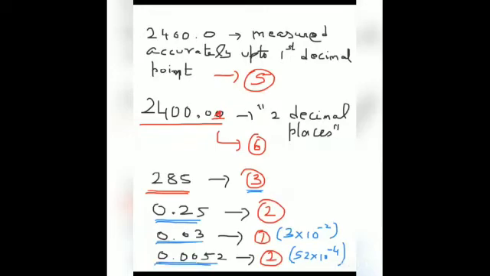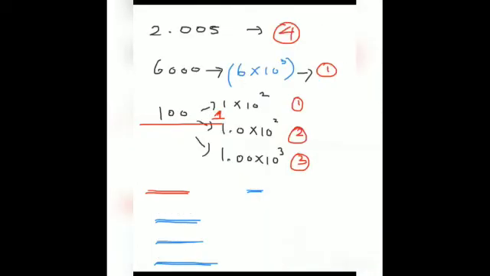And the next rule is that zeros between 2 non-zero digits are significant. Zeros between 2 non-zero digits are significant. For example, if you write 2.005, it has 4 significant figures.